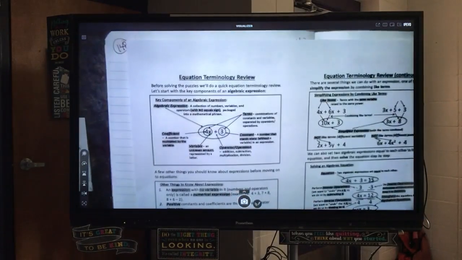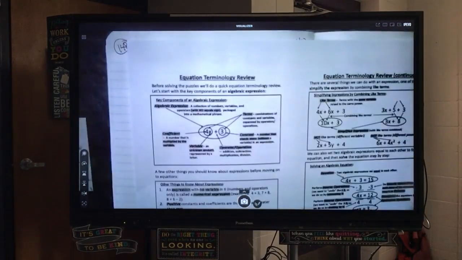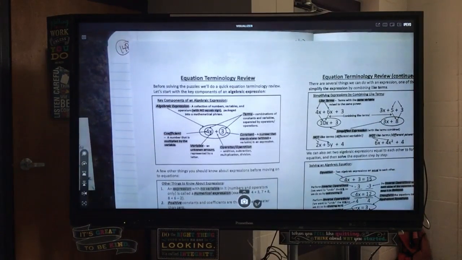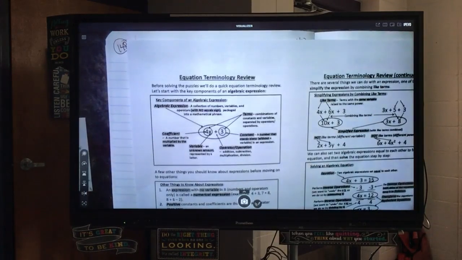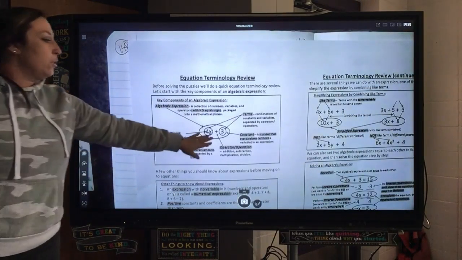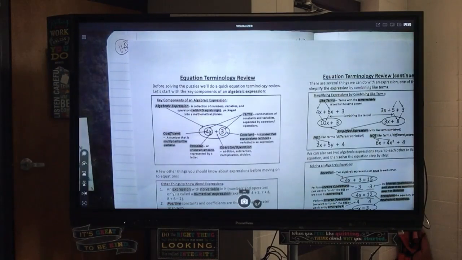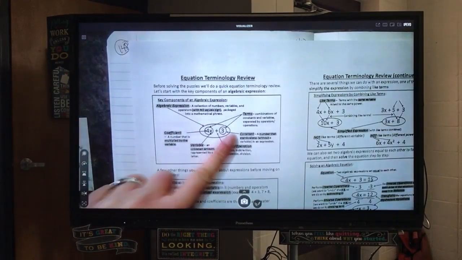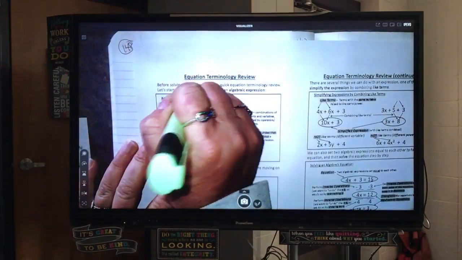Like I said, you are going to have a puzzle that you have to solve as part of your homework. Again, it's technically not math related, it's just knowing the vocabulary. So, talking about key components of an algebraic expression. This is your expression right here, 4x plus 3. We're going to talk about each part. So the whole thing itself is the algebraic expression.